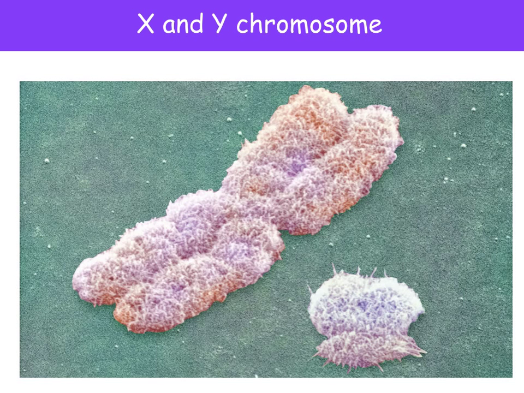Okay, you've got an X and Y chromosome, which are your sex chromosomes. Which do you think is the X chromosome in this picture and which is the Y chromosome? The Y chromosome is smaller. So in humans, females have 2 X chromosomes and males have an X and a Y chromosome.